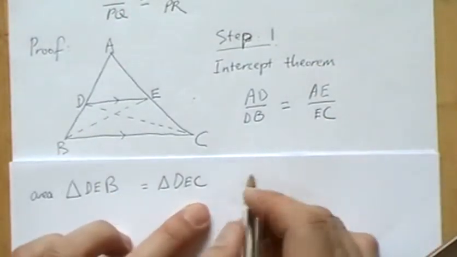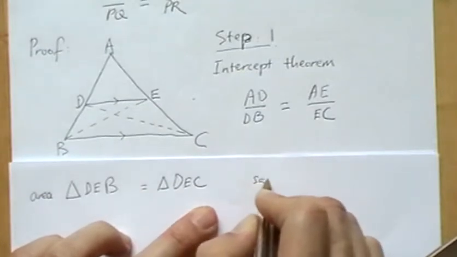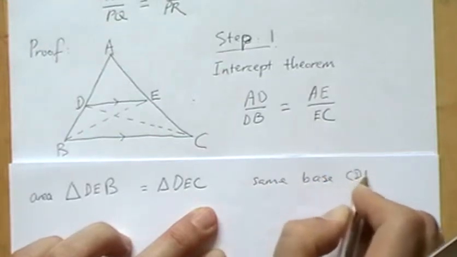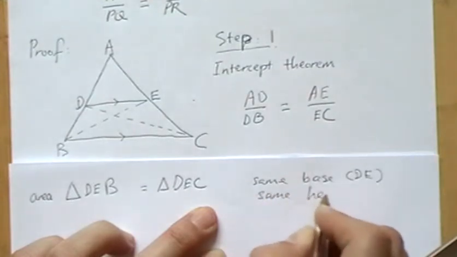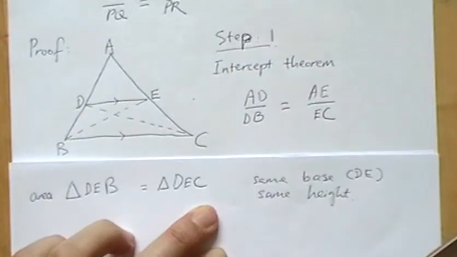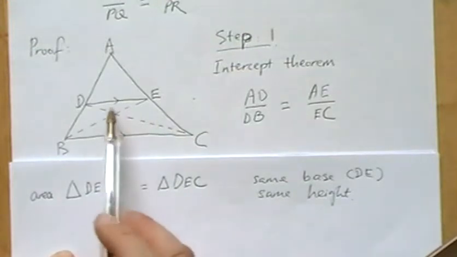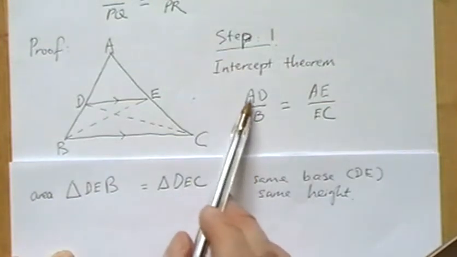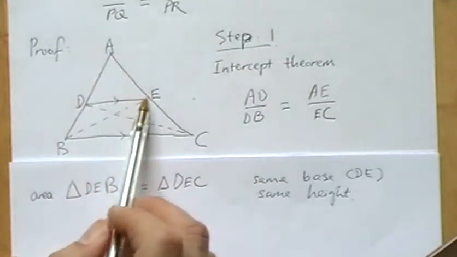Okay, these two triangles are equal because they have the same base, which is DE, and the same height. So now that we have established that, let's see how to relate it to these two ratios. Now these two ratios involve AD and AE. So AD and AE.